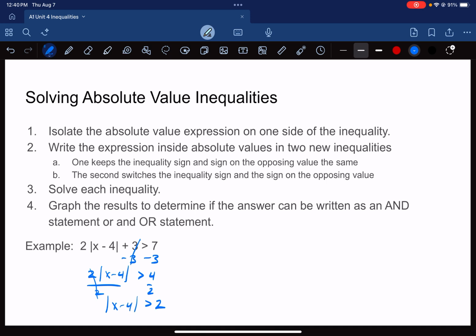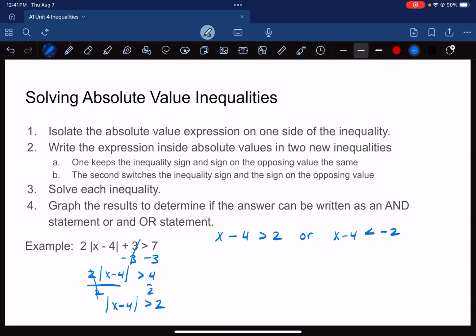And so here's my inequality written now with just the absolute value on one side. So at this point, I'm going to break it into 2 inequalities. Inside the absolute value symbols, the number in there has to be greater than 2 units away. So it's got to be greater than 2 units from 0, or it's got to be less than negative 2 units.